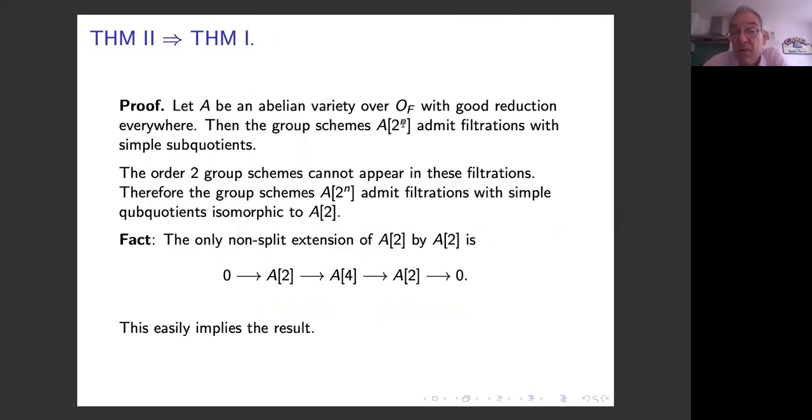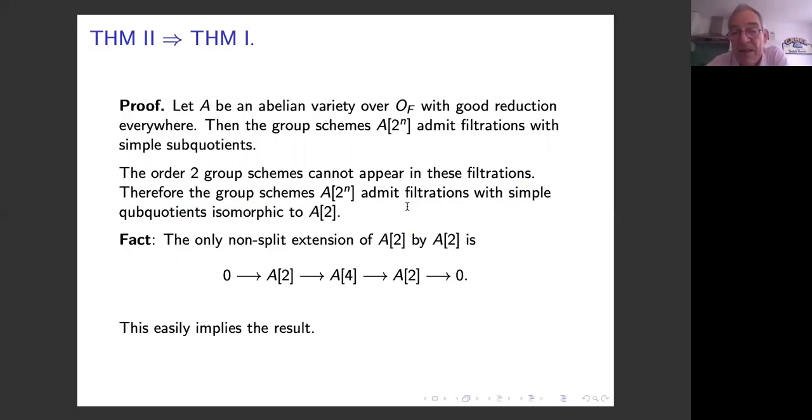You look at the 2^n torsion points of the Abelian variety, arguing as I did in the Fontaine-Abrashkin case. You prove that the order 2 group schemes cannot sit in an Abelian variety because you would have too many torsion points over finite fields. That's impossible. So the group schemes of 2^n torsion points, if you filter them with simple steps, all the simple steps are isomorphic to A_2. So it is A_2, A_2, A_2, A_2, A_2.